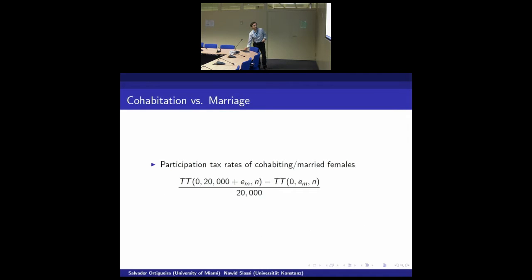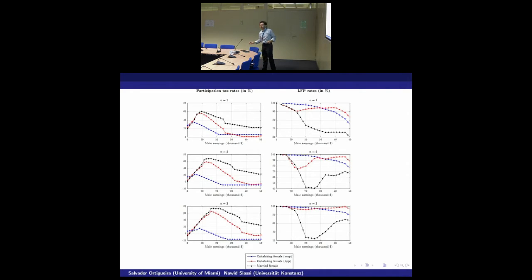Now let's go to the participation tax rate. This is the definition of the participation tax rate. We are going to do that for cohabiting and married females earning $20,000 as a function of the earnings of the male and as a function of the number of children. So this is something generated from the model. And the idea is just to illustrate the huge disincentives introduced by the programs into the labor supply decision of married mothers.